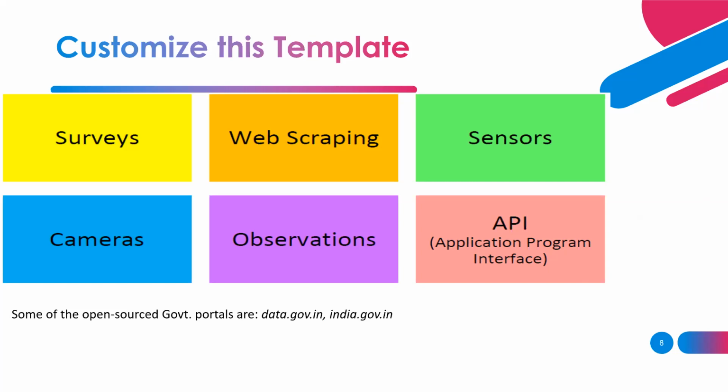We already learned about the perfectness of the data, right? What are the reliable resources? Surveys, web scraping, sensors, cameras, observations, API. What is the full form of API? Application Program Interface. All these are resources. By using these resources, you can collect the data. But most preferably, use government portals. It will give the correct information.